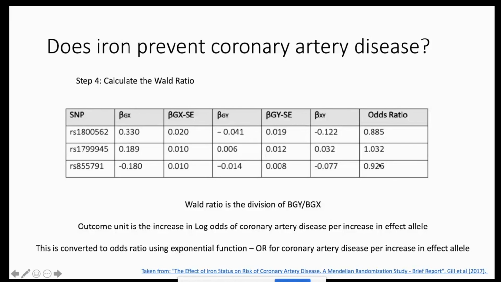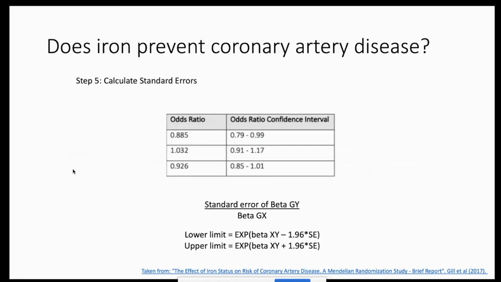So for example, here we can see that there's roughly an 8% reduction in the odds of coronary artery disease for every copy of this SNP. And then we calculate the standard error using this formula. It's important to note that we only exponentiate the outcome at the end, once we have taken into account the standard error. And this gives us the confidence interval.